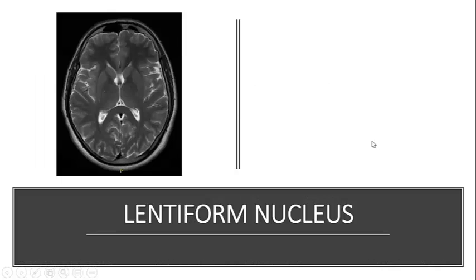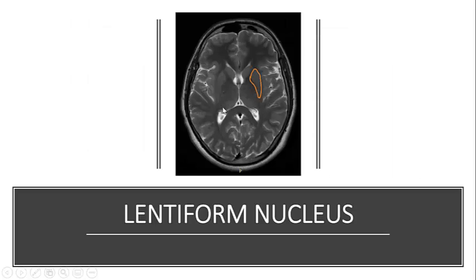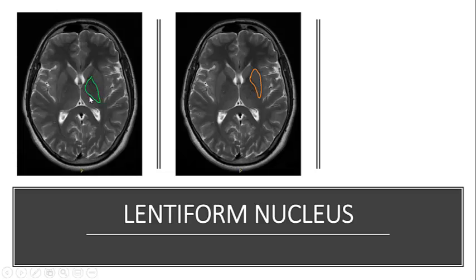The lentiform nucleus is a triangular-shaped nucleus seen lateral to the caudate nucleus, here outlined in yellow, and separated from the head of the caudate by the anterior limb of the internal capsule, and separated from the thalamus by the posterior limb of the internal capsule. It consists of two parts. The outer part is called the putamen, here outlined in orange, and the inner part is the globus pallidus, here outlined in green.